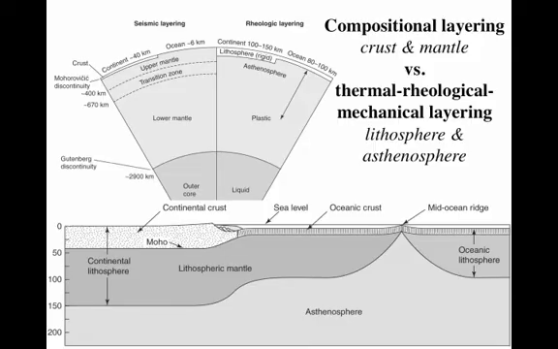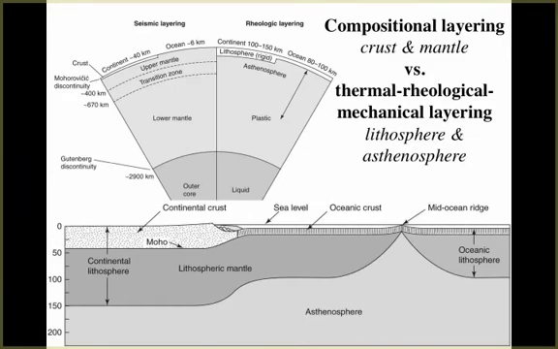Okay, and I want to make sure that you understand clearly that there is a compositional layering between the crust and the mantle, and that there's a thermal, rheological, mechanical layering that's described by the lithosphere and the asthenosphere. So on this figure, you see the compositional layering. Here it's labeled seismic layering, and on the right, the rheologic layering. And just notice that in the rheological layering, the lithosphere is the rigid cap to the Earth, and it includes both the oceanic and continental crust, and the rigid lithosphere that is at the topmost part of the mantle.